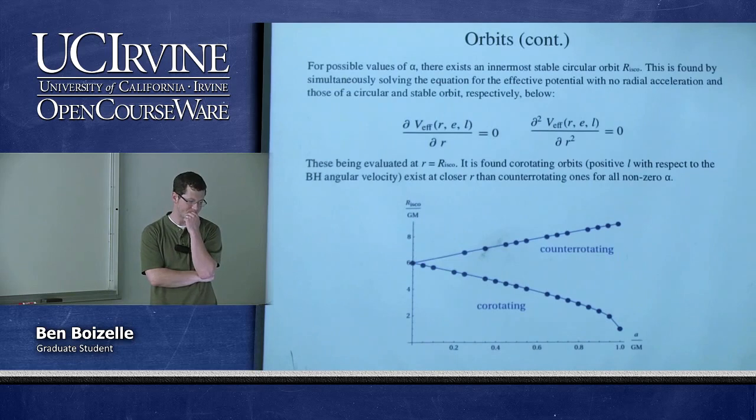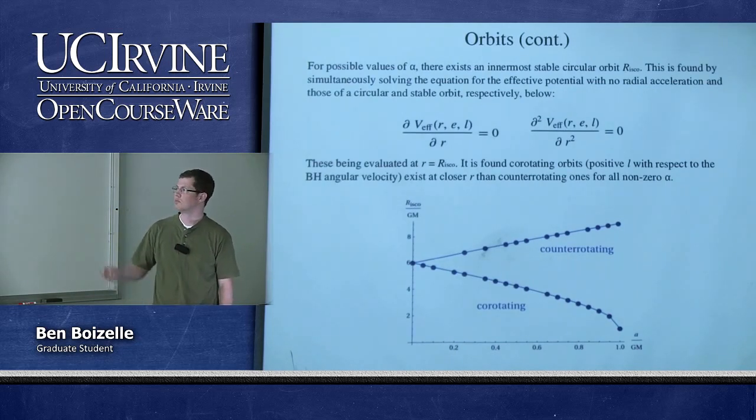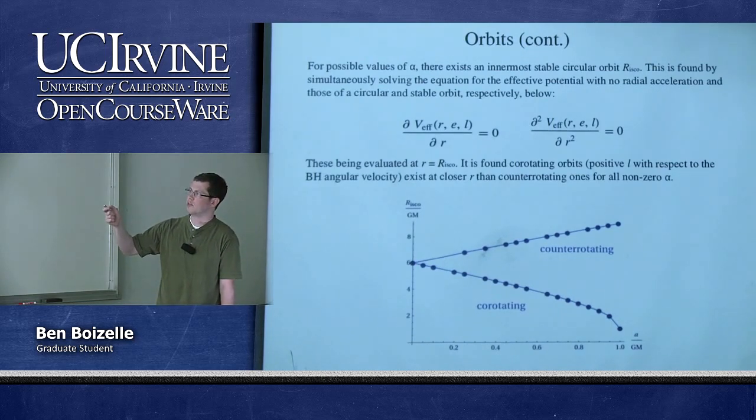There are 3 equations that you can solve, specifically the effective potential equation, and then the derivative of that, which for a circular orbit will be 0. And then if you want a stable orbit, then that means that the second derivative of the effective potential has to be 0 as well. Otherwise, a small perturbation would cause it to fall in or away from the singularity. So solving all these at the same time, you get a set of points.